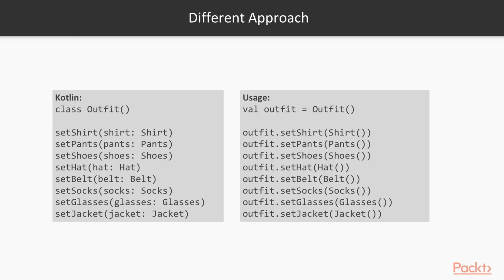Now here is the other possibility for dealing with classes that have a lot of variables. The way we would do it is we would have an empty constructor. So you see here class outfit, meaning our constructor is empty. So we would create the outfit, but there would be nothing in it. There would be no shirt, no pants, no shoes, nothing. And then we would use a lot of setters. So we would say outfit.setShirt, outfit.setPants, etc., as you can see in the usage on the right component of the screen.